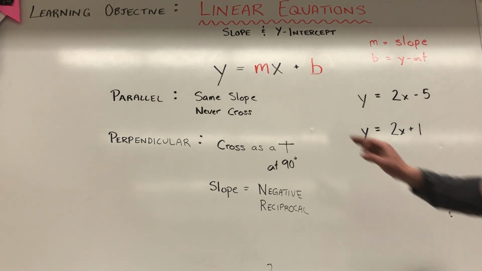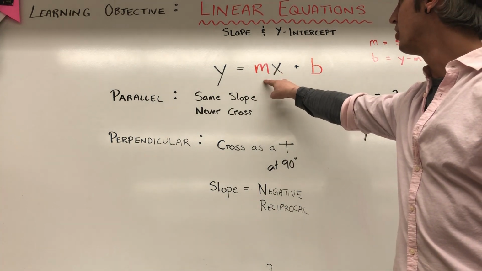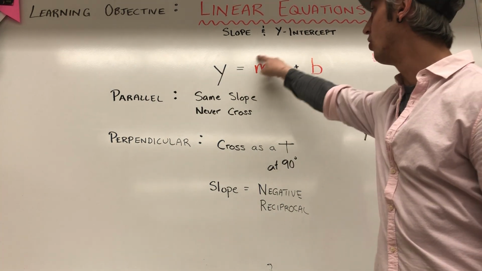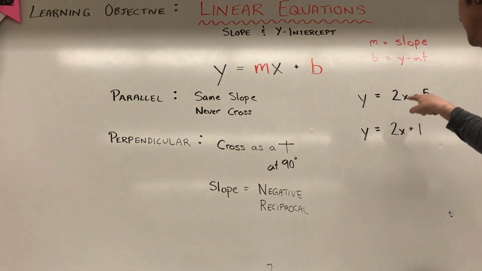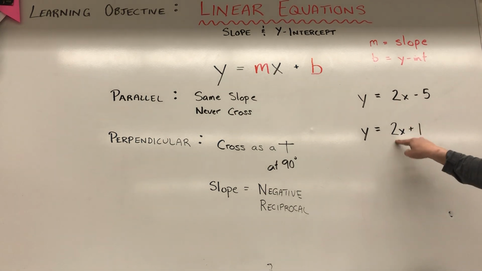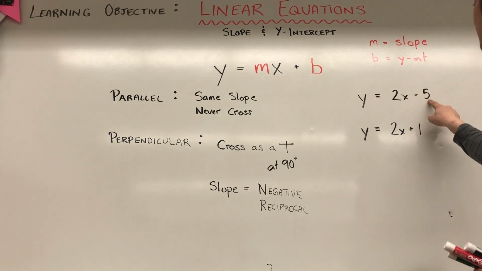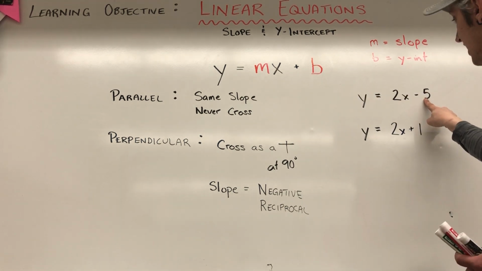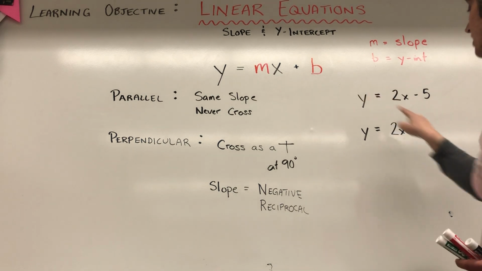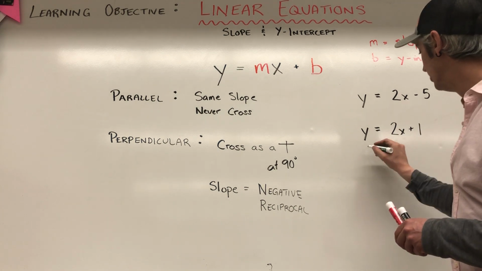Well, I have to look. The slope is always going to be the number that is married to or tied to the x, okay? So in this case, 2 is beside the x, so 2 is my slope. In this case, 2 is beside my x, so 2 is my slope. So in both these cases, they have the same slope, but they have different intercepts. This one has a y-intercept of -5, which means it crosses the y-axis at -5, and this one has a y-intercept of +1.